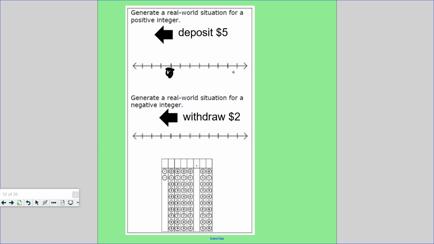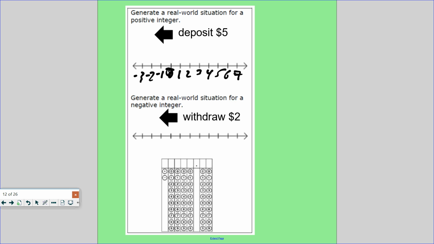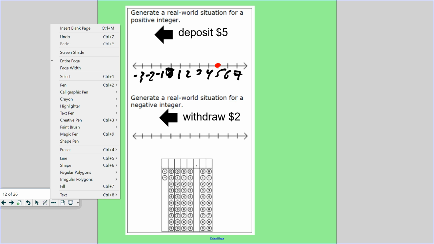What numbers go to the right of it? What integers go to the right of it? Positive. When you count backward, a negative is -1, -2, -3. So deposit $5. What does that mean to you when I deposit $5? It means I'm putting money in the bank, so it's positive. So right here. Now withdraw $2. Withdraw $2.